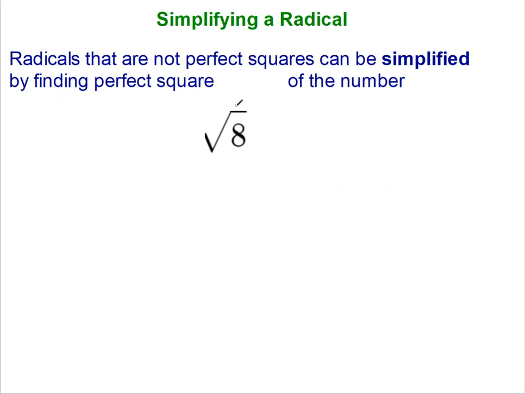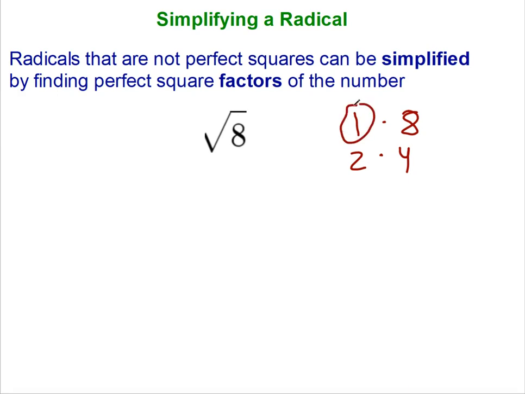And the way we simplify is by finding perfect square factors of that number and then taking the square root of those perfect squares. So for example, if I look at 8, I know 8 is not a perfect square. So I want to try and think of numbers that are factors of 8 that are perfect squares. So I'm just going to think of the factors of 8. 8 is 1 times 8. It's 2 times 4. It's not 3 times anything. And it's 4 times 2, which I already have. So these are all my factors of 8.